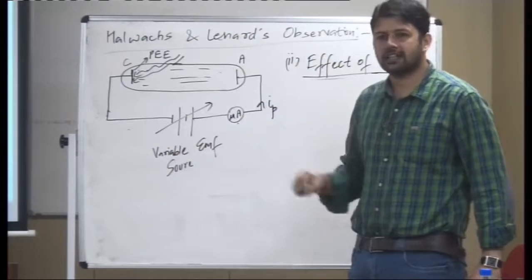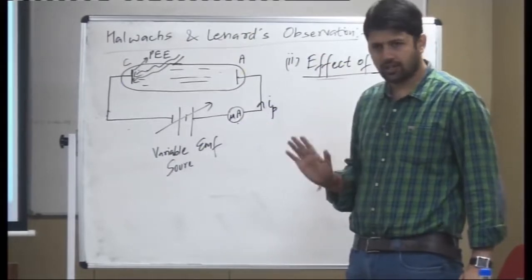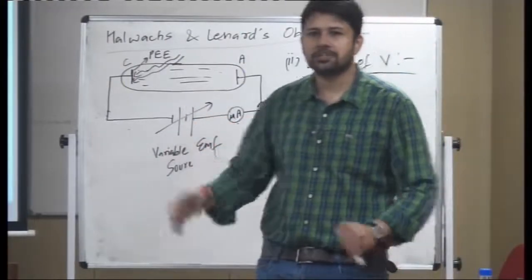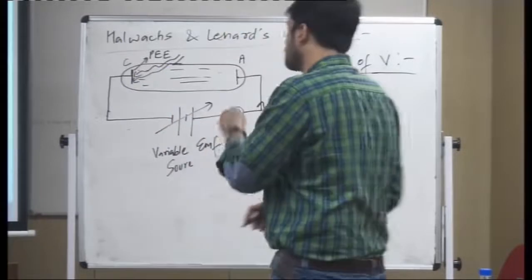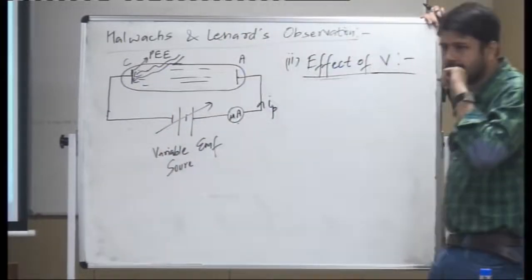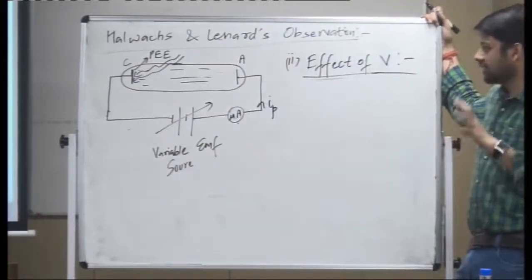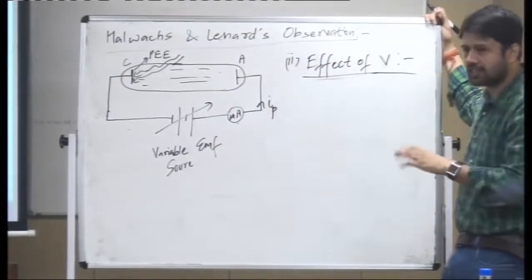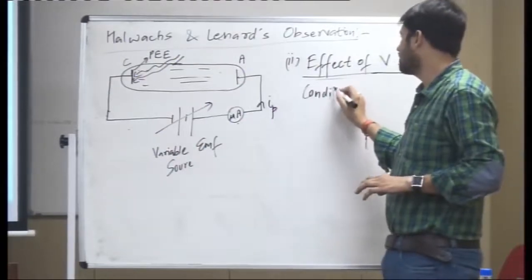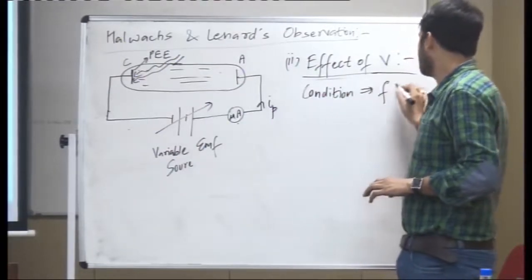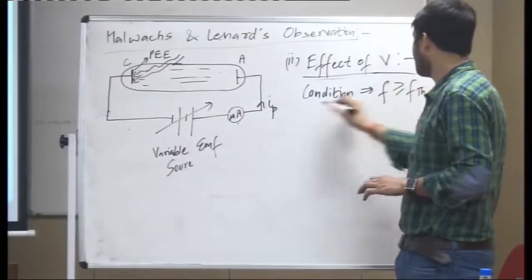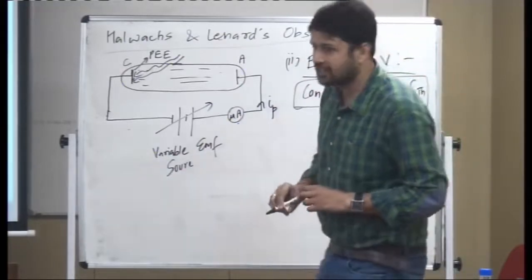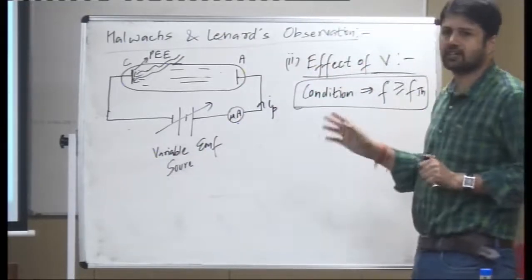It was acting like a wire. It doesn't mean the connection is open. It simply means that the battery is switched off. It's behaving like a wire. So in this scenario, what happened when the light was incident? Again, the condition: frequency condition should always be there, with the condition that photoelectric effect may happen.